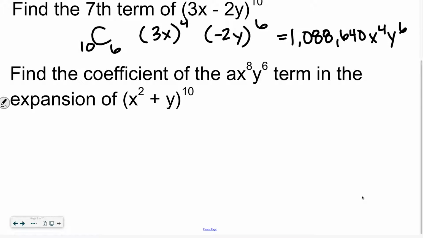Could you tell me what the coefficient, the a in the a x to the 8th y to the 6th term, will be in the expansion of x squared plus y to the 10th? So I'm basically asking you what's a, right? The coefficient.